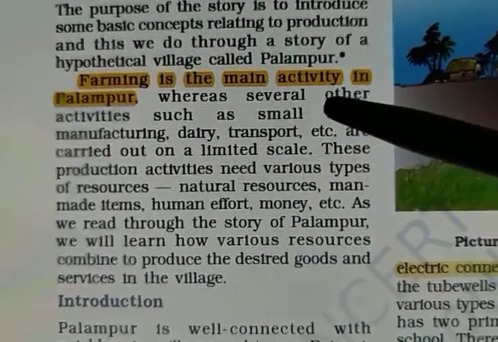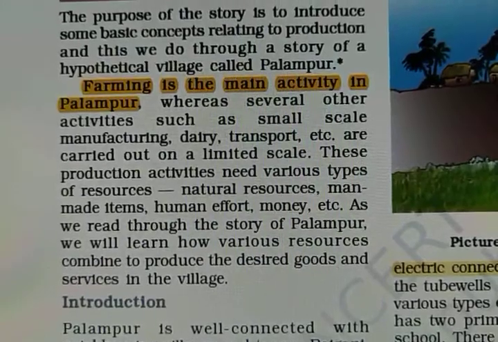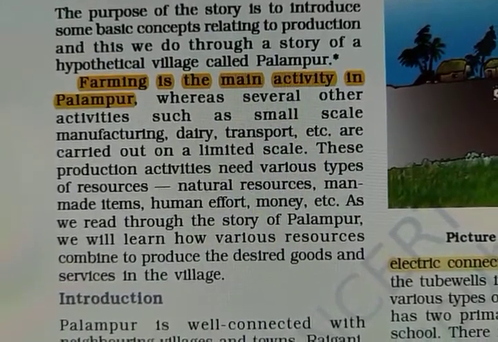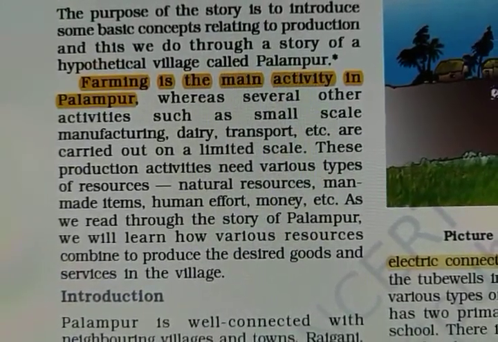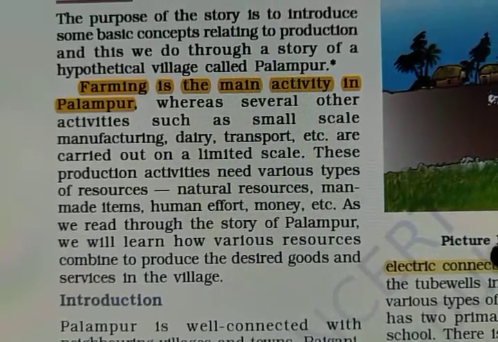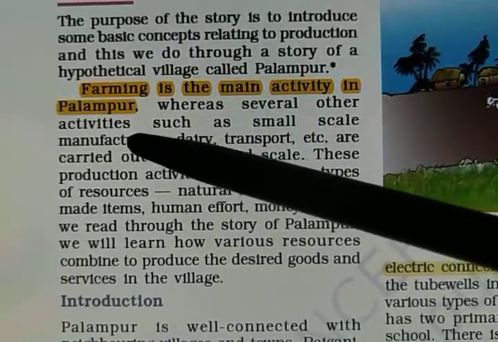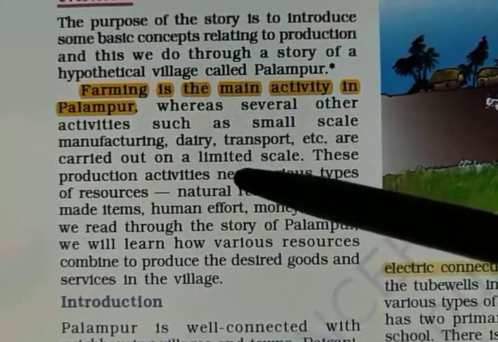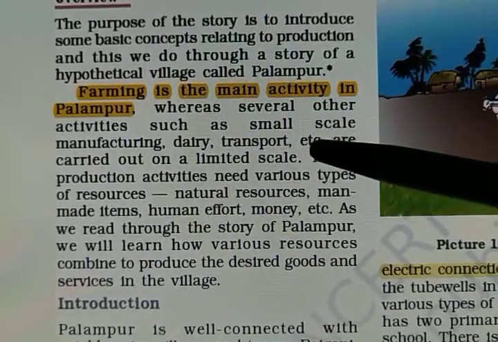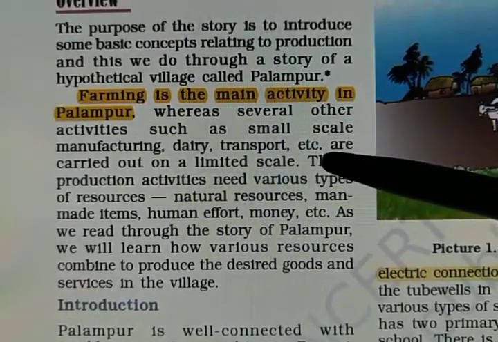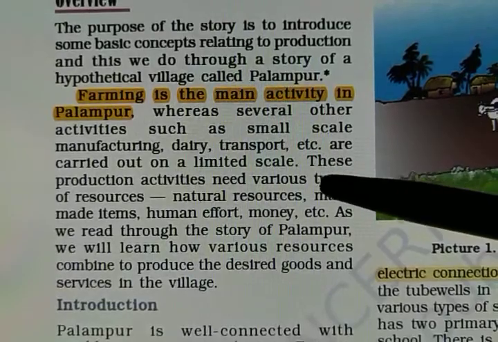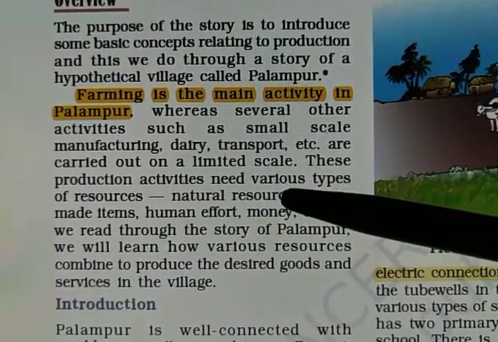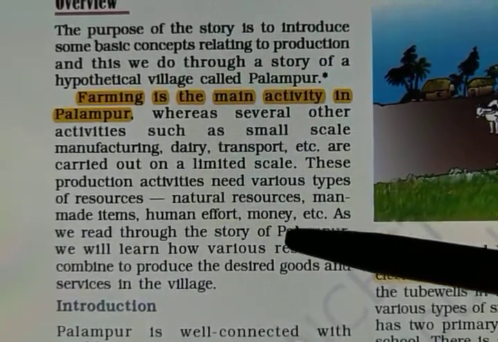Farming is the main activity in Palampur, but several other activities are also going on, such as manufacturing of different goods, dairy farming, and the transport system. But all these are on a limited scale.